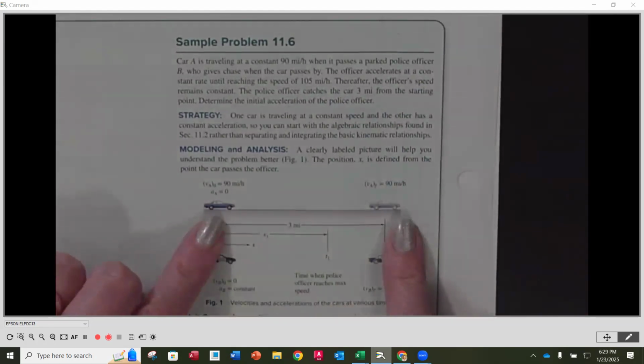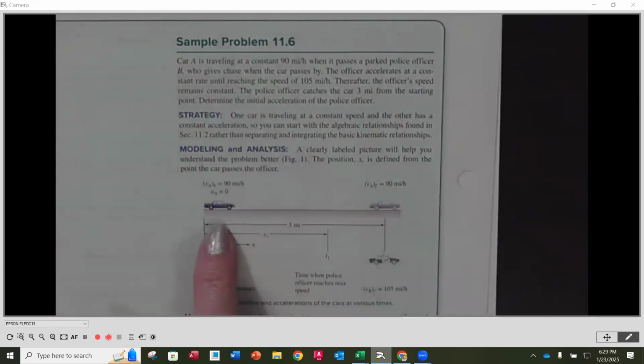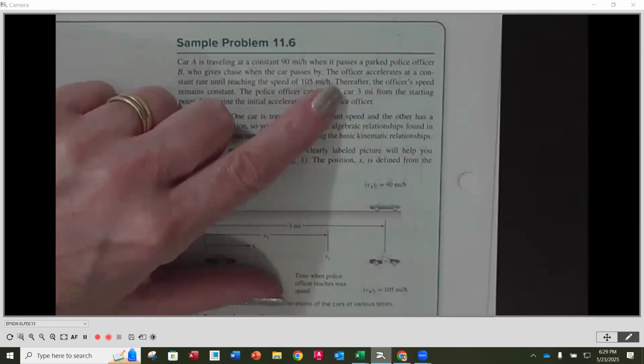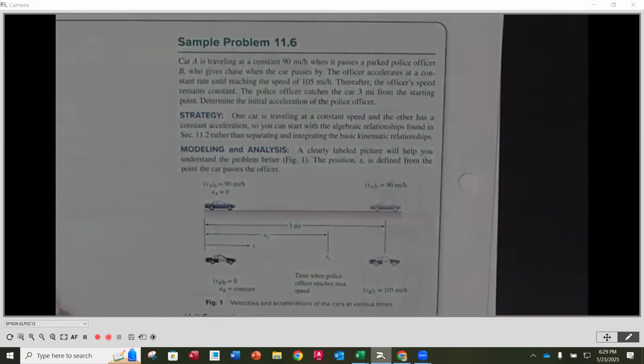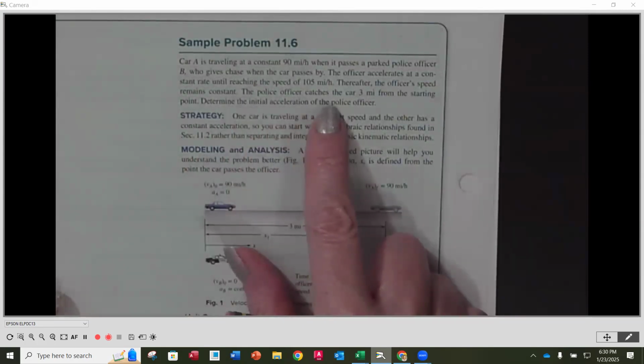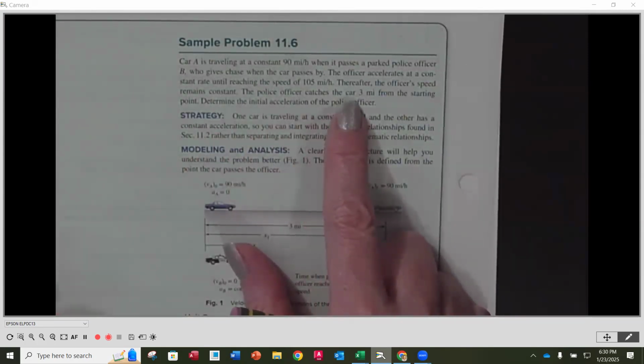In this case, we're going to be looking at two cars. Car A is traveling at a constant 90 miles per hour, and car A is on the left-hand side here. When it passes a parked police car, who is going to chase it, that officer is going to accelerate at a constant rate until it reaches 105 miles per hour. Thereafter, the officer's speed is going to remain constant. And what we want to know is the initial acceleration of that police car when it catches the other car, car A, 3 miles down the road.